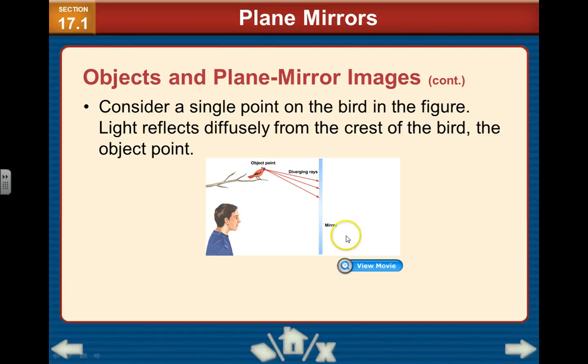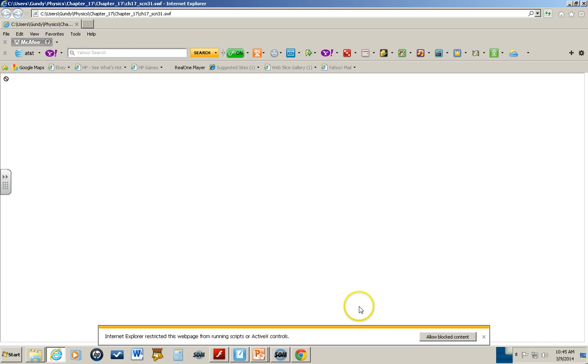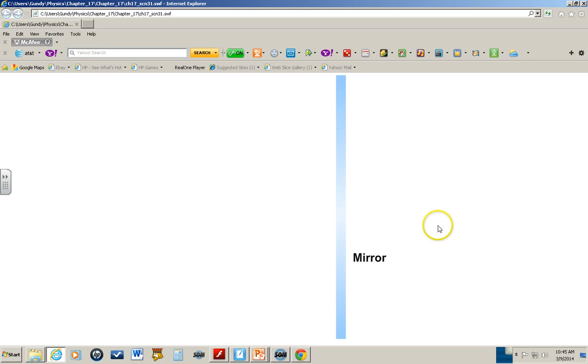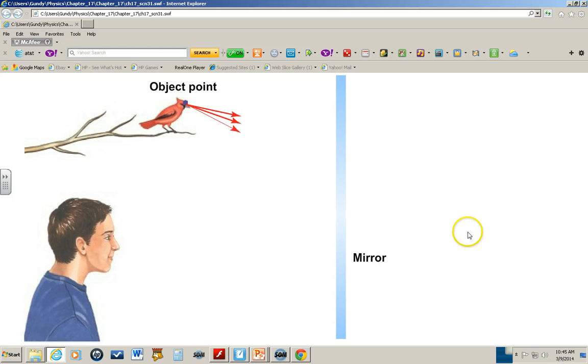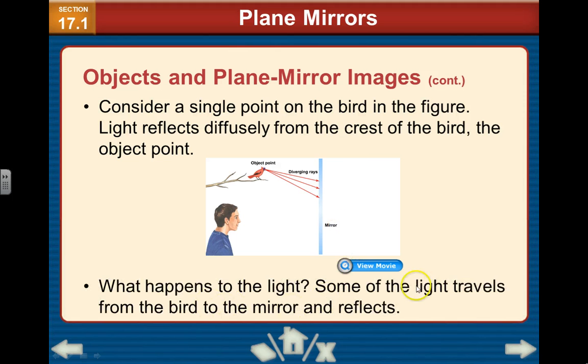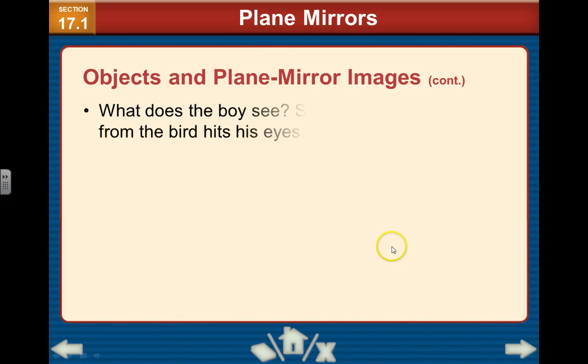The bird is basically, there's a bunch of rays that are going to be coming off of any particular point on the bird. That's all they're trying to say here. And so here, all these rays are coming off, and they're going to strike at some point. Okay. So what's happening to the light? Some of the rays are going to travel from the bird and actually hit the mirror. Some of the rays are going to go off in other directions and not hit the mirror. But we're really interested in stuff that hits the mirror.